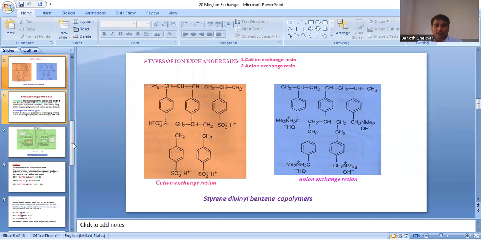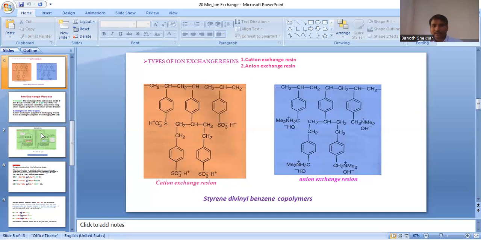Here is the cation exchange resin and here is the anion exchange resin. In the cation exchange resin, the exchangeable end is H+, which is a cation. The anion exchange resin ends with OH-, which is an anion. So here our water contains the hardness.